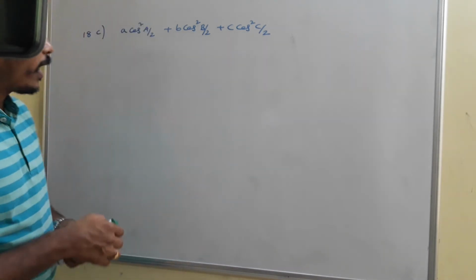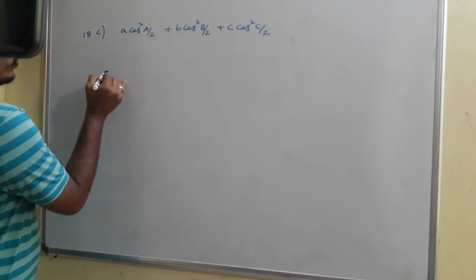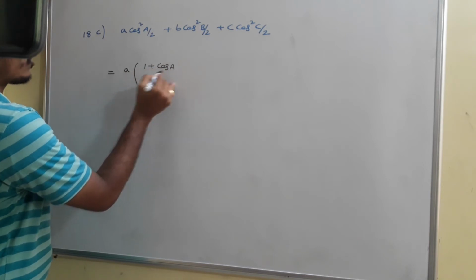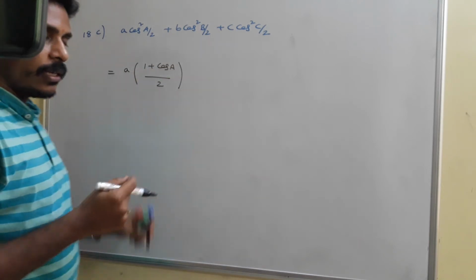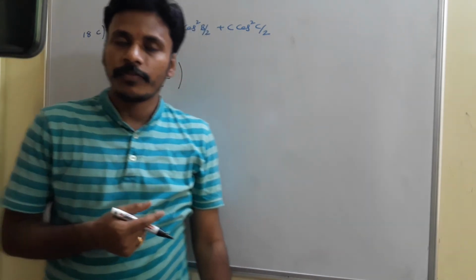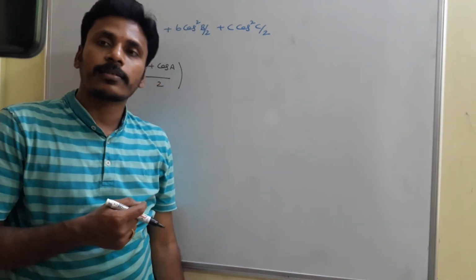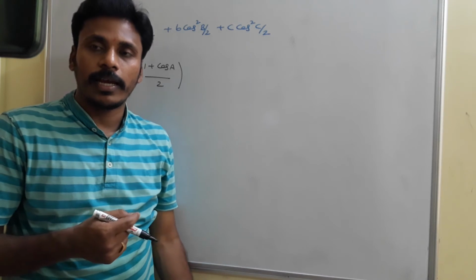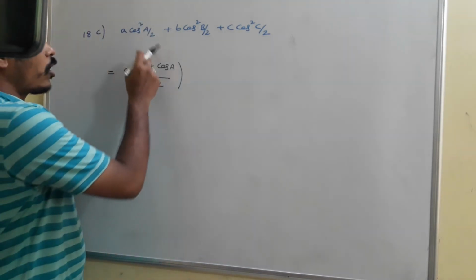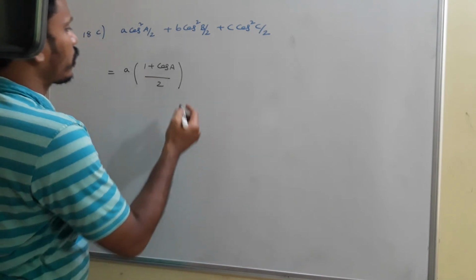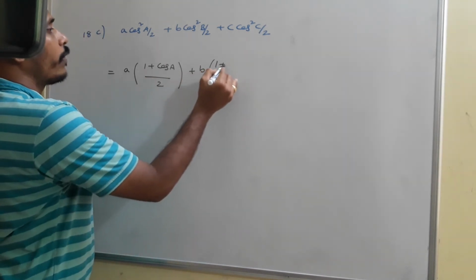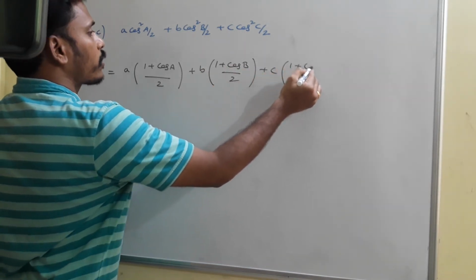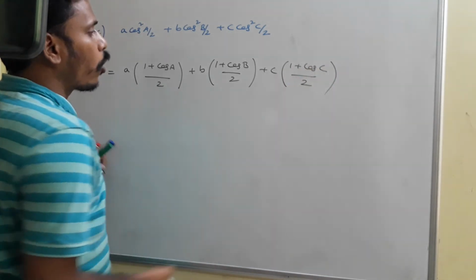And that's why my idea is, this is A cos square A by 2, so this is equal to A into this cos square A by 2, which can be written as 1 plus cos A by 2, just by the cos 2 theta rule. As we mentioned in the previous classes, cos 2 theta is cos square theta minus sin square theta. With that logic, 1 plus cos 2 theta can be expressed as 2 cos square theta. Here cos square A by 2 is there, so it can be expressed like 1 plus cos A by 2, plus B times of, this is 1 plus cos B by 2, plus C into 1 plus cos C by 2. Okay. Right?